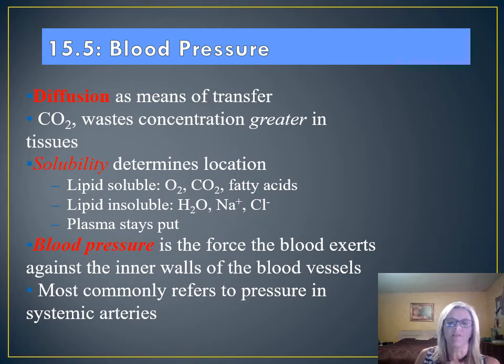As we were discussing at the end of the last PowerPoint, blood pressure and how things move through the capillaries, right? So diffusion is one of the most important means of transfer for oxygen, carbon dioxide, waste, and nutrients. The solubility of a substance is what helps determine the path that diffusion will take, the location it's going to go. If it is lipid soluble, then the substance can go through the cell membrane. This is going to be things like oxygen, carbon dioxide, and fatty acids.